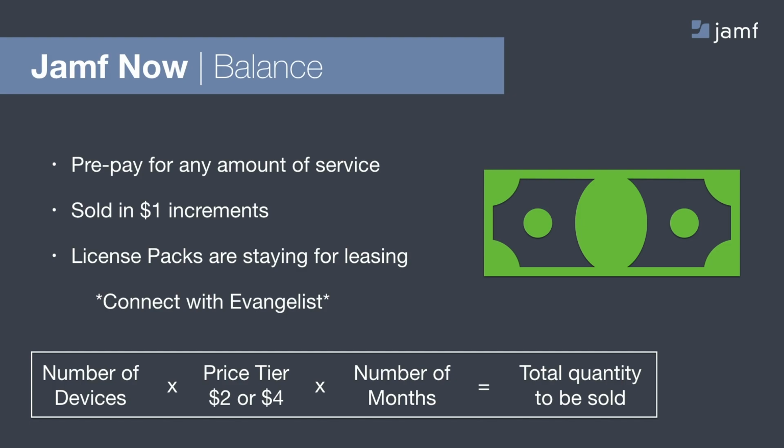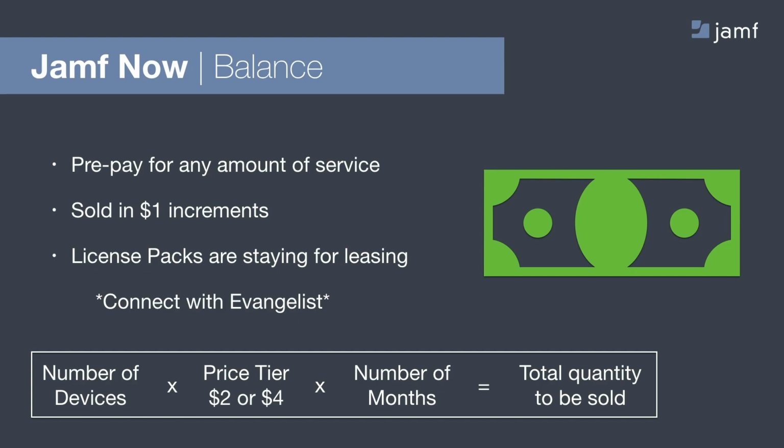As we look at Jamf Now Balance, which is one of the ways that you can actually manage the purchasing process, this is meant to be a little more flexible of a purchase process for anyone that's using Jamf Now. So you would prepay for a certain amount of service. It is sold in $1 increments intentionally, just to make sure that you can see the math of it all, if you will. And because we used to sell license packs, they're still available, but again, they don't make it as flexible.